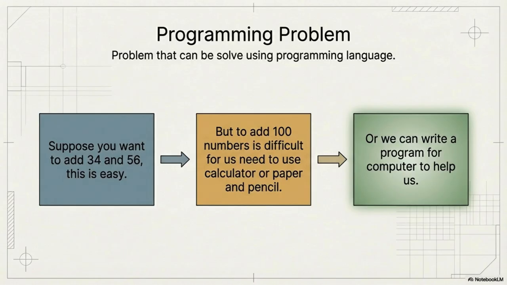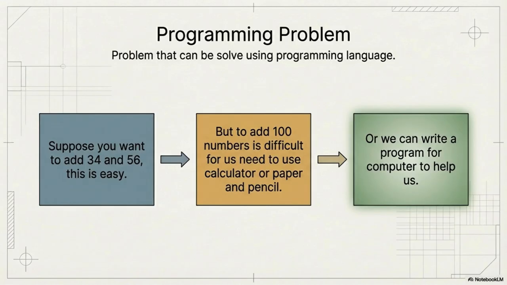So like I said just now, programming problem. Suppose you want to add 34 and 56. These are small numbers less than 100. So this is easy if we calculate manually. But when adding 100 numbers or beyond, it is difficult for us.